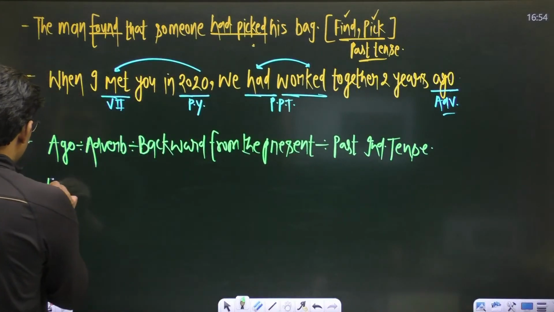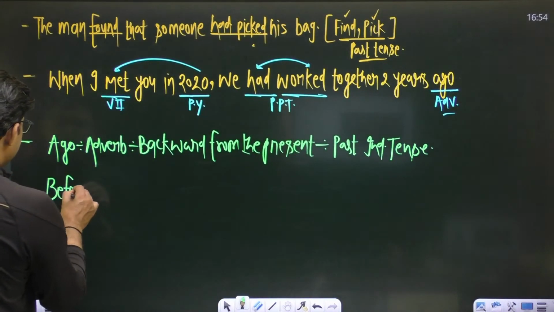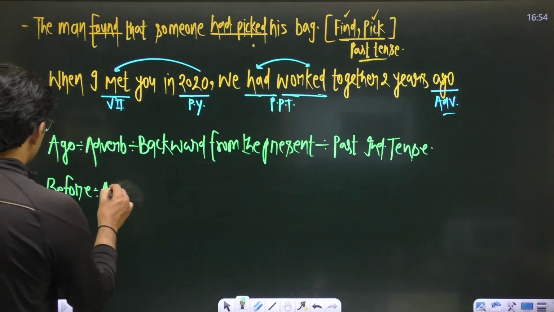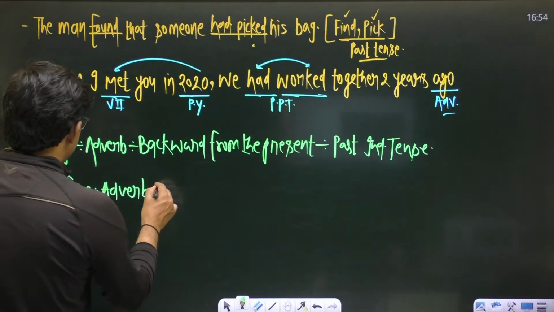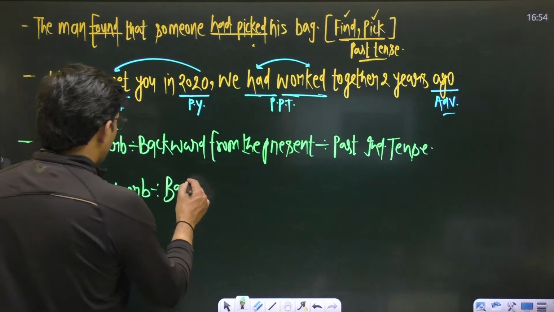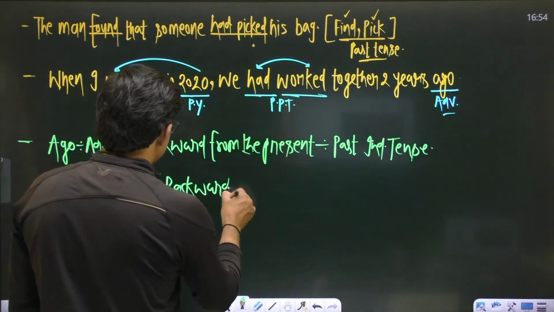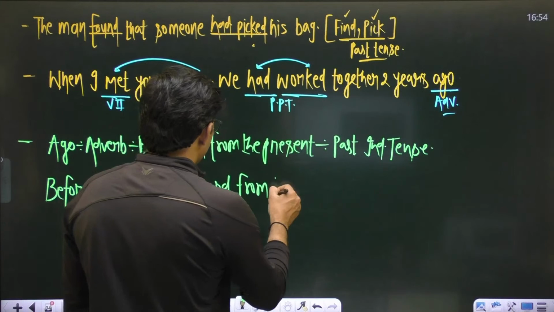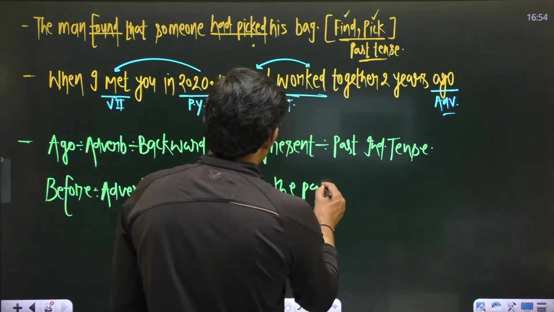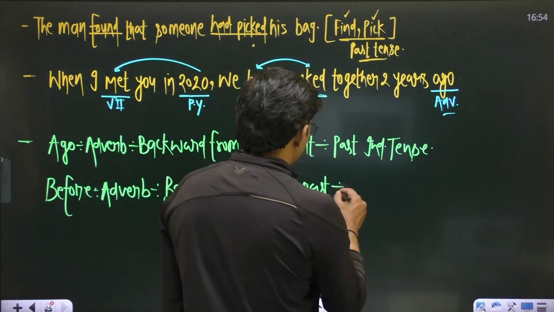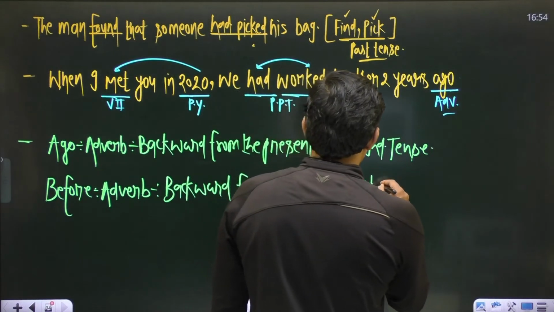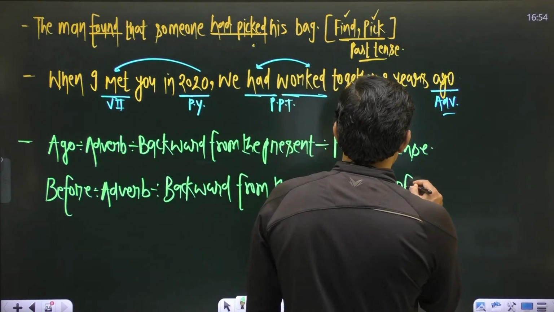But we also have a word, before. This word is also an adverb, and before means backward from the past. Always backward from the past will be what? Past perfect tense.